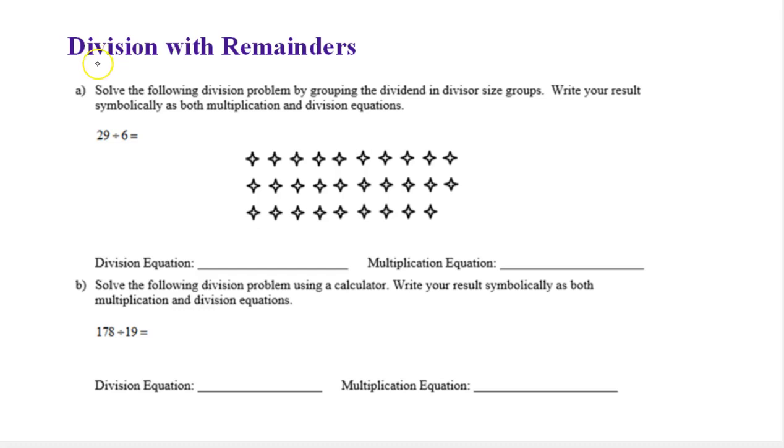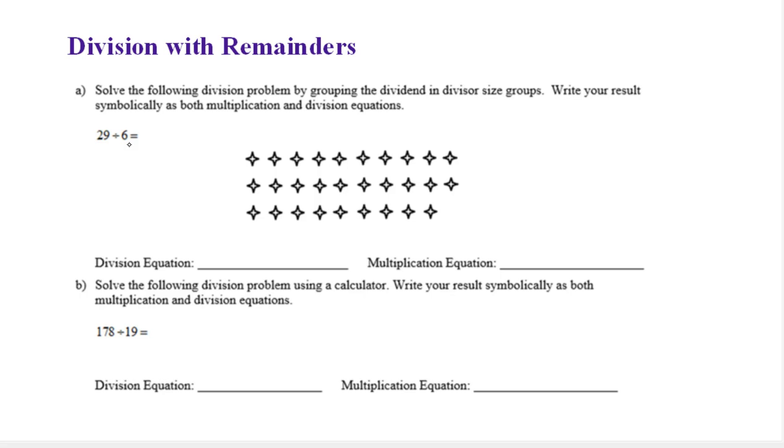In this video, we're going to look at division with remainders. Solve the following division problem by grouping the dividend in divisor-size groups. Write your results symbolically as both multiplication and division equations. So we have the division problem 29 divided by 6.